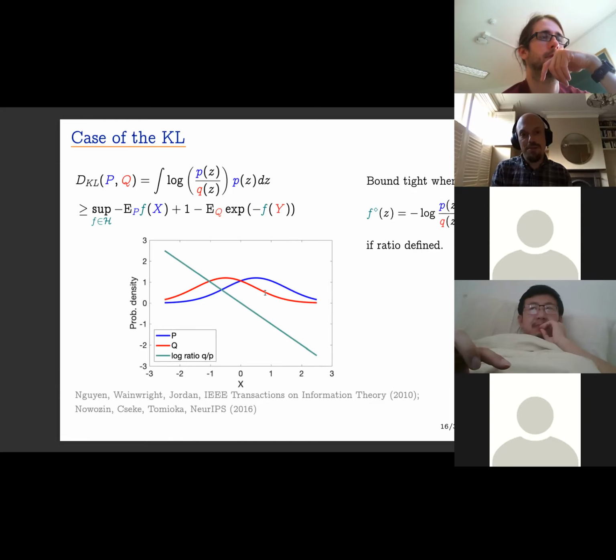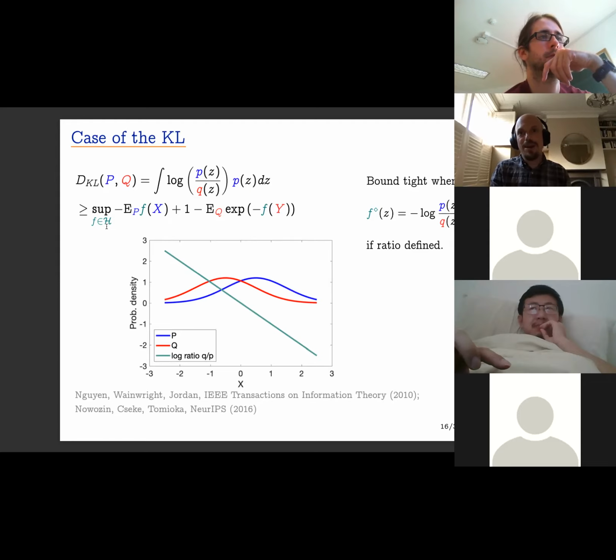Here is an example: when p and q are both Gaussian, the negative log ratio is just a straight line, when p and q have the same variance and different means. So if the straight lines are in my calligraphic H, then I'm able to make my bound tight for two Gaussians with different means.